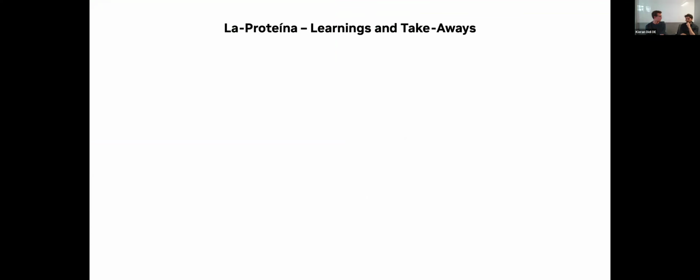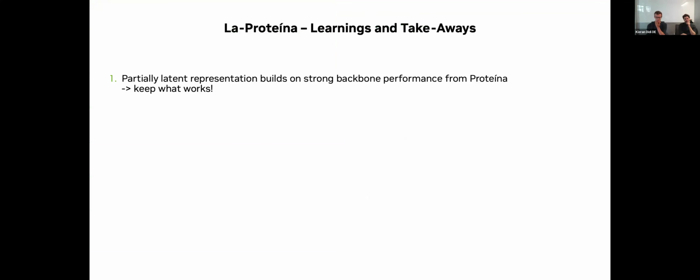We tried to come up with some points yesterday of what we learned from this project, and what we think is useful for others as well. First of all, as Thomas mentioned, we had pretty good backbone performance compared to Proteina, and also after fusion and stuff, models that have very good performance. Our partially latent representation builds very strongly on this. So we kept what works and added the necessary complexity that we needed for our latent generation and didn't try to reinvent the wheel, which helped the project.